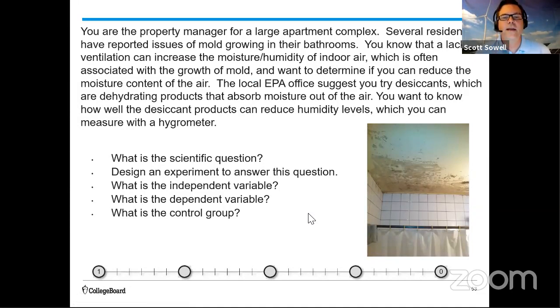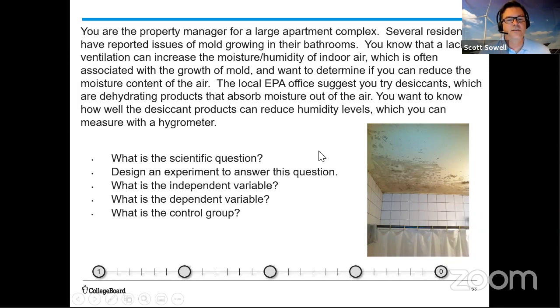You are the property manager for a large apartment complex. Several residents have reported issues of mold growing in their bathrooms. You know that a lack of ventilation can increase the moisture humidity of indoor air, which is often associated with the growth of mold, and want to determine if you can reduce the moisture content of the air. The local EPA office suggests you try desiccants, which are dehydrating products that absorb moisture out of the air. You want to know how well the desiccant products can reduce humidity levels, which you can measure with a hygrometer.